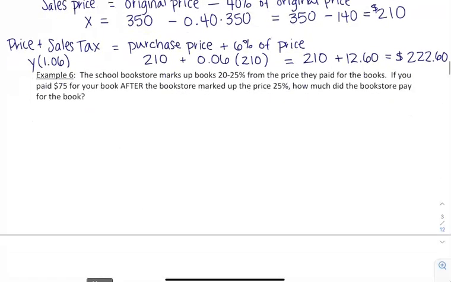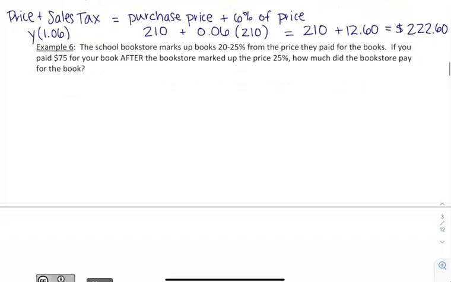All right, last example here, the school bookstore marks up books 20 to 25%. That's about what they have to mark up to pay for rent and employee salaries, all of that. And so if you paid $75 for your book after the bookstore had marked up the price 25%, how much did the bookstore pay for the book? All right, so what do we not know? X is the original price. That's what we don't know.